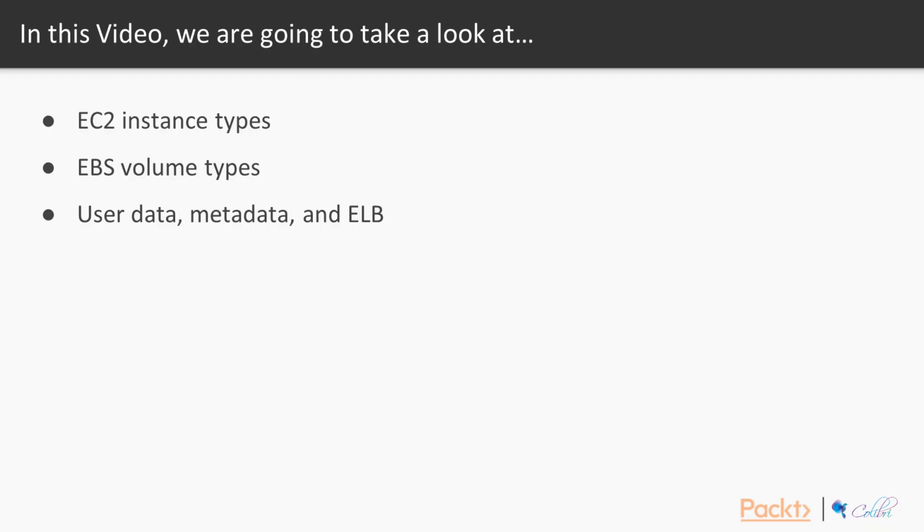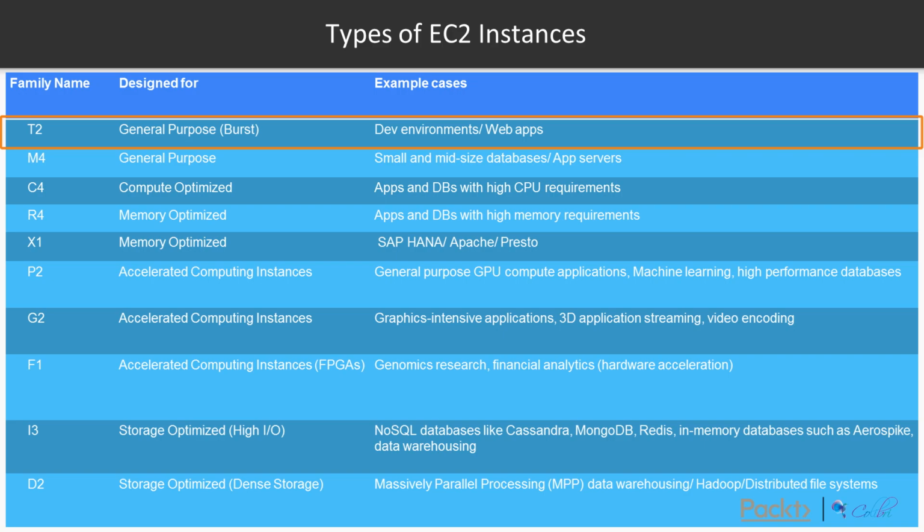We will have an EC2 recap, focusing on instance types, EBS volume types, as well as user data, metadata, and ELBs. We will now go through the EC2 types that are available. We talked about the T2 family, which is for general purpose and allows for bursts. This is especially useful for when you create dev environments and very small web applications to test your code out.